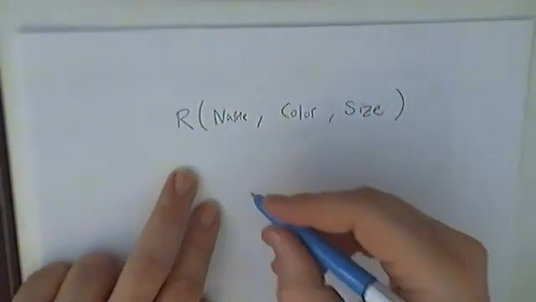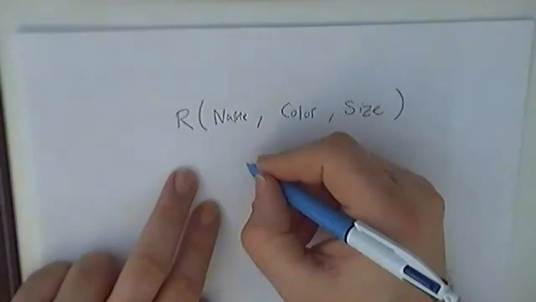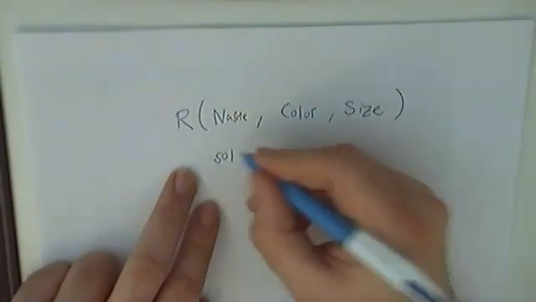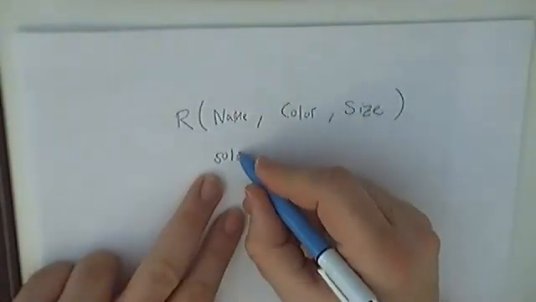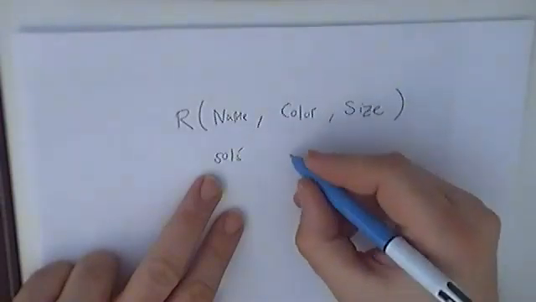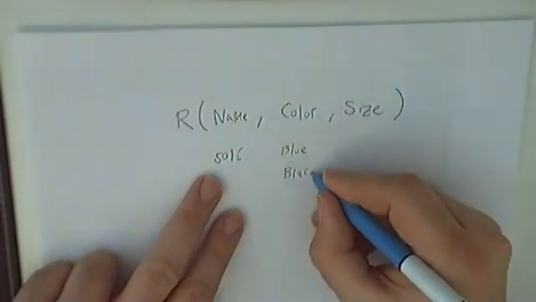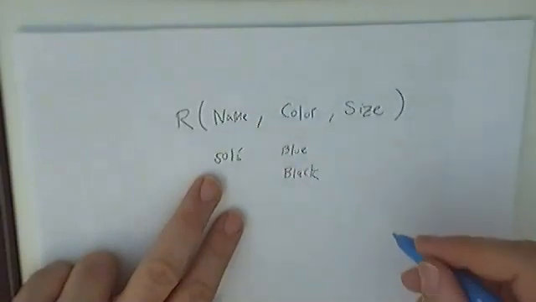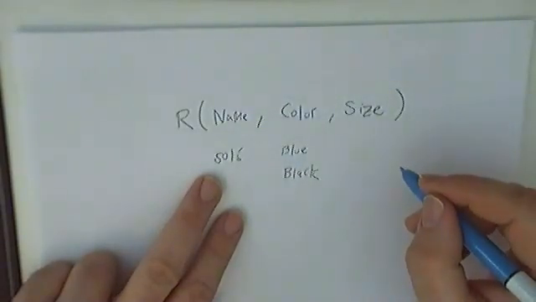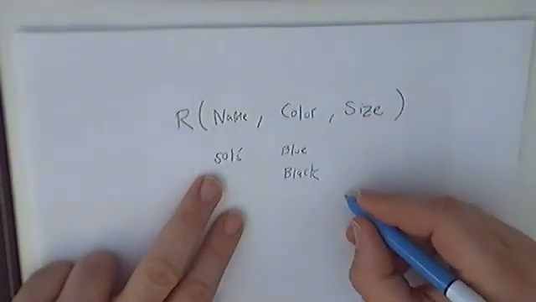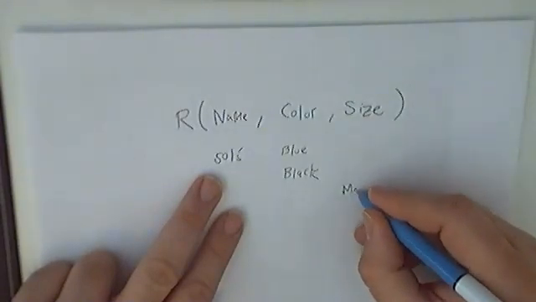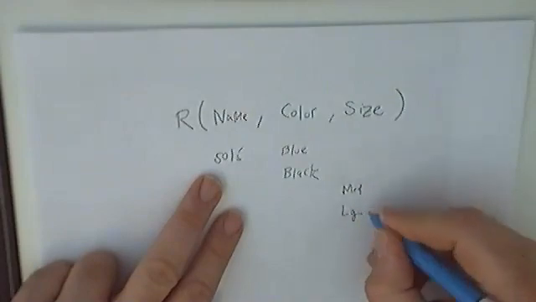So the name might be something like 501s, like Levi's 501s. And they come in blue, they come in black. Let's just keep it that way. And then they come in two different sizes as well, let's say medium and large.